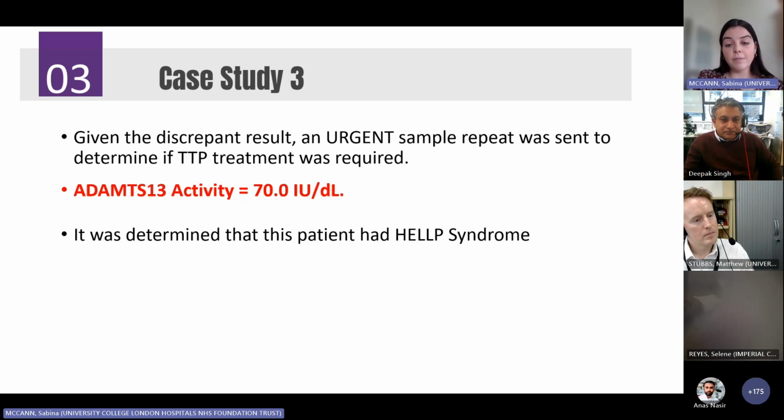It was later determined that this patient actually had HELLP syndrome, which is hemolysis, elevated liver enzymes, and low platelet count, and is a rare pregnancy complication which Matt referred to previously, all of which this patient presented with, but TTP needed to be excluded to ensure correct treatment for the patient and to ensure a positive outcome.